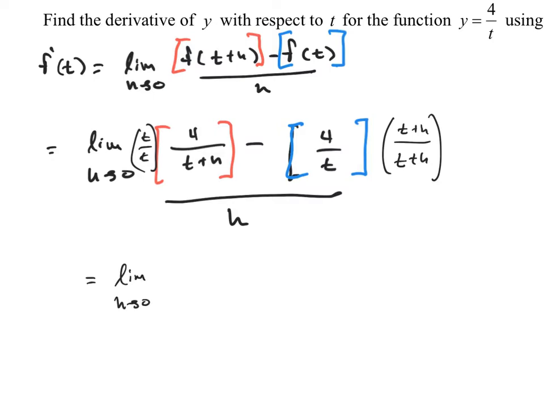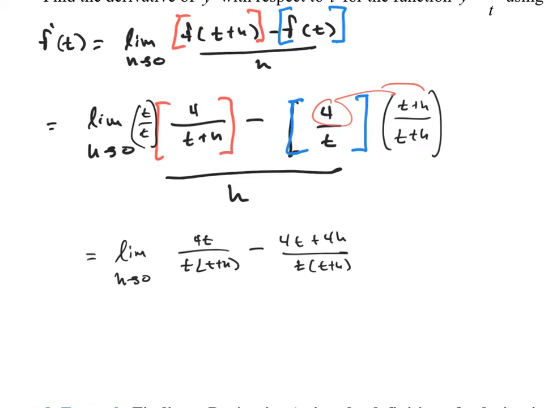I'm trying to get a common denominator. Let's clean this up. T times 4 would be 4t. And then on bottom I have t times t plus h. Leave that in factored form. Minus. And on the top of the next one, I'm going to distribute that 4 through to both of those. I would have a 4t plus 4h. Be sure you distribute that 4. And on bottom I have a t and a t plus h. All of this over h.